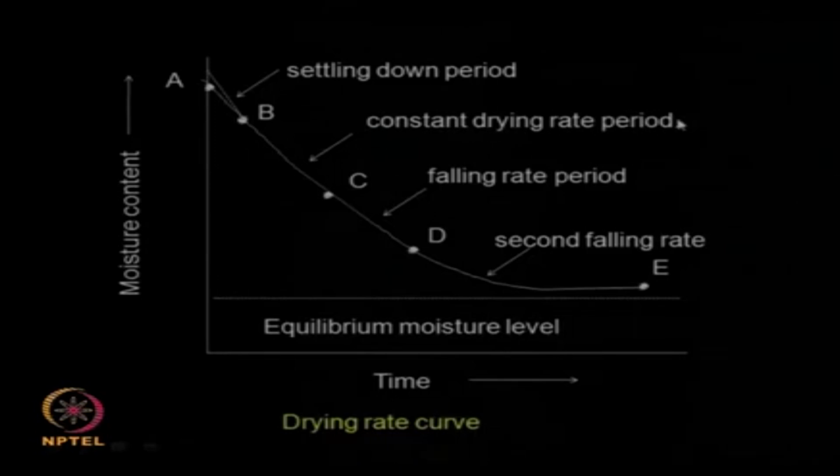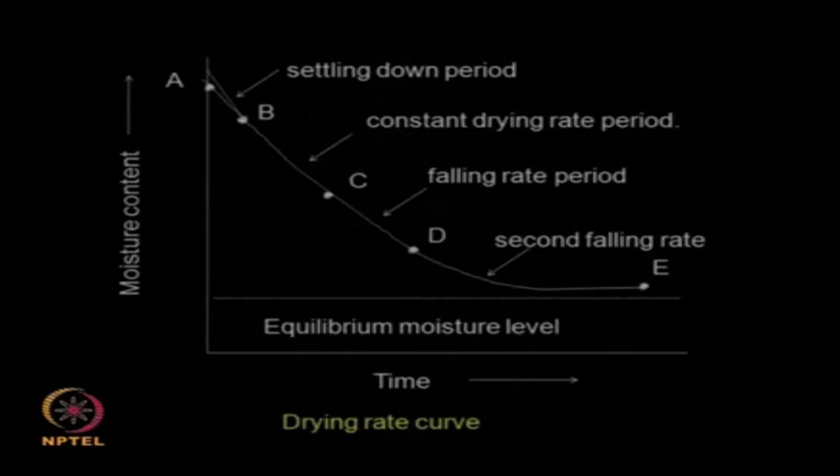Here you have so much moisture present that the amount of moisture at the surface is not limiting. So it is the amount of heat supplied by you, enough for the latent heat of vaporization. That means your heat is good enough for the water to go from the liquid state into the gaseous state, only that is controlling. So the rate of drying is constant. So this is like a straight line.